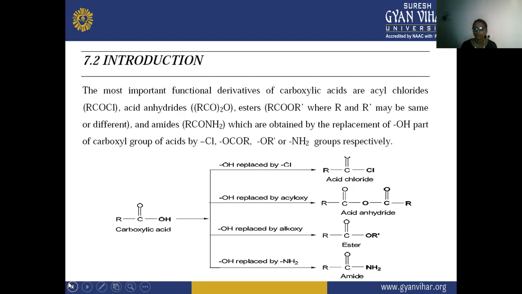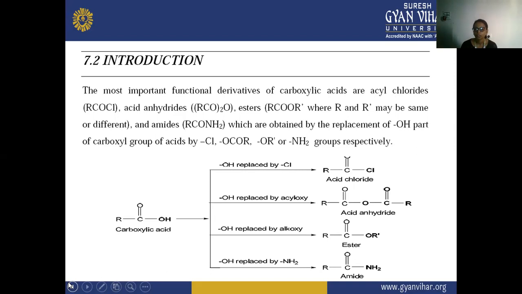These are all obtained by the replacement of the OH part from the carboxyl part of the acid by Cl, OCOR, OR', and NH2 groups respectively. So in the case of acid chloride, this OH is replaced by the Cl part, and they are called acid chloride. Next, the OH is replaced by the acyloxy group, and they are known as acid anhydride.